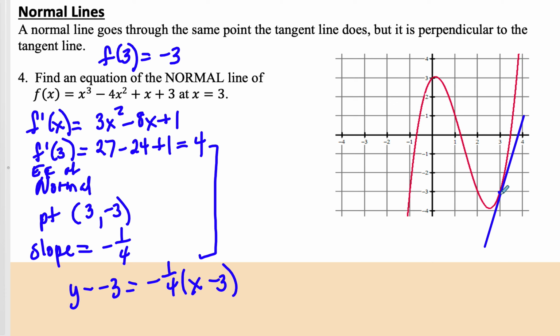And if I were to graph it, I'd graph it here at the same point, and my slope would be up 1 over 4, and my line would look something like that, and that would be perpendicular.